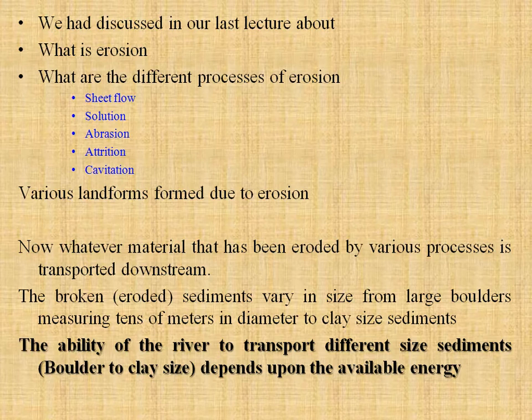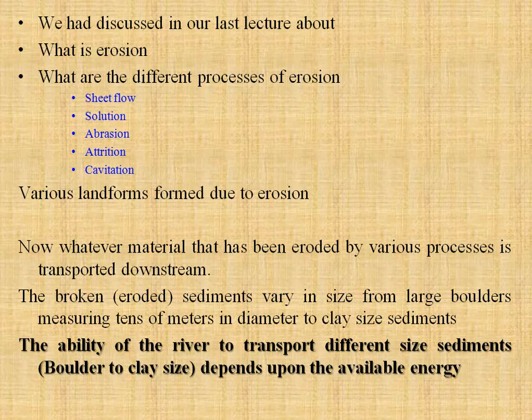We had seen that V-shaped valleys are one of the very prominent landforms that are formed along with the rapids, waterfalls, potholes, etc. Now, whatever material that has been eroded by the above processes, it is transported downstream along with the moving water. Now, the sediments or the rocks which are broken down range in size from large boulders measuring tens of meters to very fine clay size sediments.